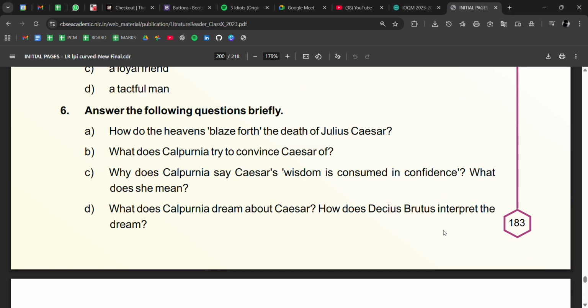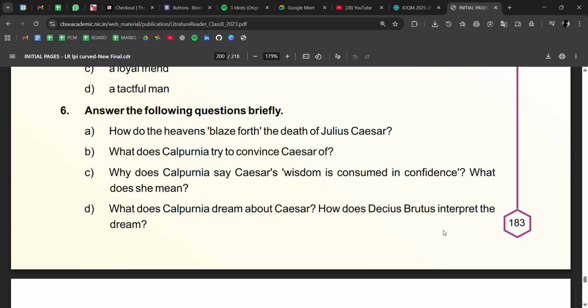So let's get into question B. What does Calpurnia try to convince Caesar of? Calpurnia was Caesar's wife. Basically, in the first act of the entire play, Calpurnia had been working towards convincing Caesar not to go to the Roman Senate.